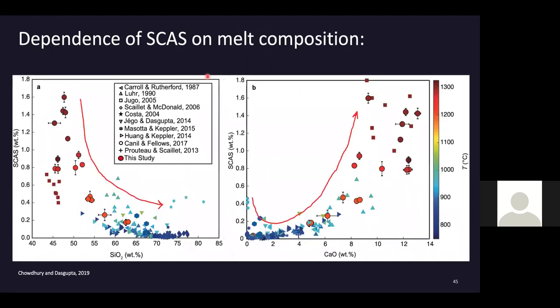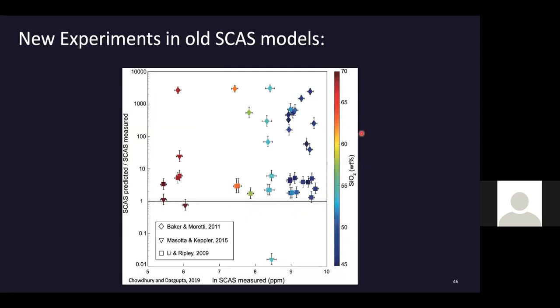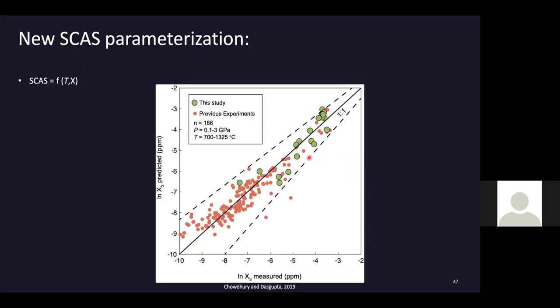When we compare SCAS with melt composition, we see that with increasing silica content, SCAS decreases. With calcium oxide content, SCAS first decreases to a minimum at around 2 weight% and then starts to increase, and it then increases exponentially. Now, when we use our new experiments to plot in old SCAS models from 3 previous studies, we see that the new experiments cannot be explained by the old models. Hence, we need a new SCAS parameterization.